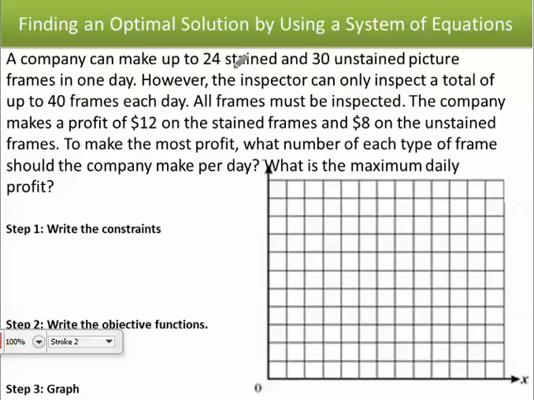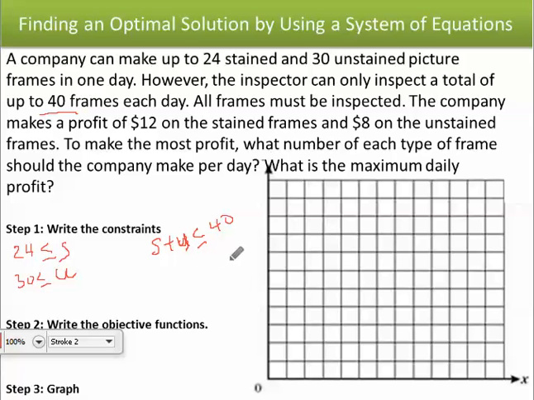A company can make up to 24 stained and 30 unstained pictures. So 24 stained, so 24 has to be, it can make up to that. So the stains is going to be less than or equal to that. And my unstained is 30, less than or equal to 30. And there's a limit here. It says that the inspector can only inspect 40 frames. So the S plus U has to be less than or equal to 40.